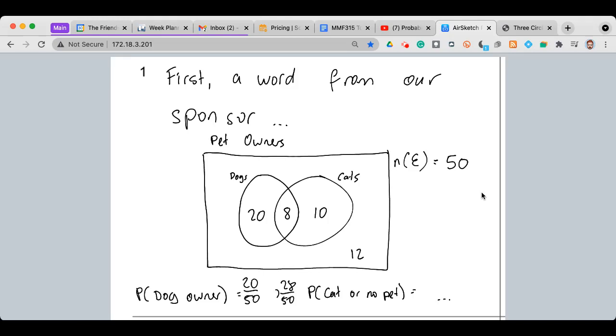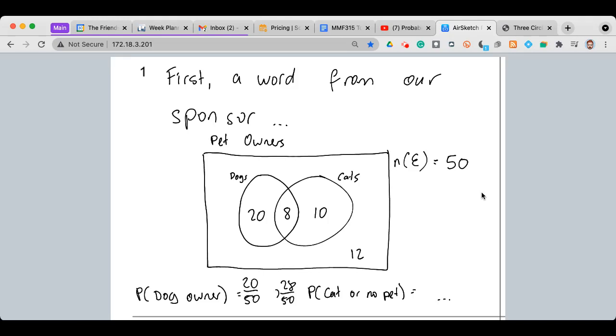So one of the key things with probability is often the language issue. What does a dog owner mean? Does that mean exclusively owns a dog or happens to have a dog as well as any other pet? And typically, you pick the looser definition. In other words, there should be more words to describe a more precise situation. So if I said, what is the probability of choosing an owner who only owns a dog, that'd be 20.